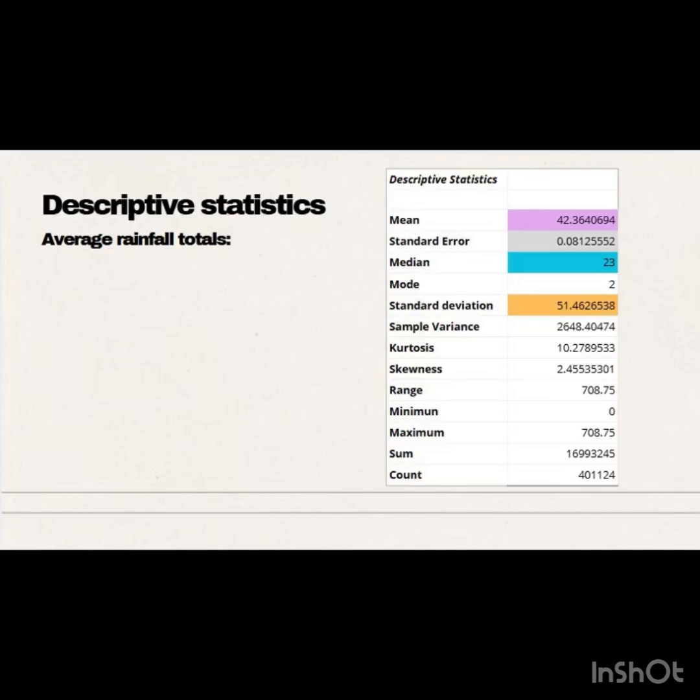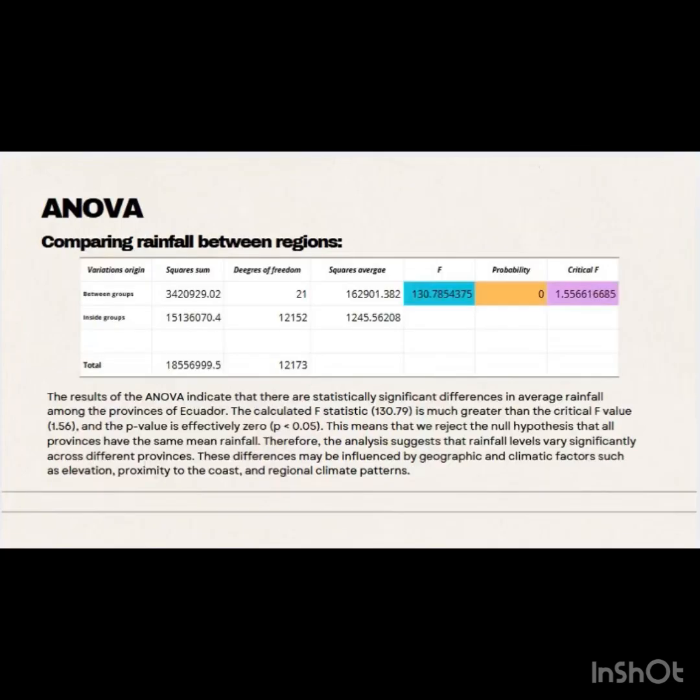And additionally, the data shows positive skewness, meaning that most rainfall values are relatively low, but there are some periods with very high precipitation. Overall, the dataset contains more than 400,000 observations, which provides a really strong statistical basis for our analysis. To test our research question, we conducted a one-way ANOVA test comparing rainfall between different provinces.